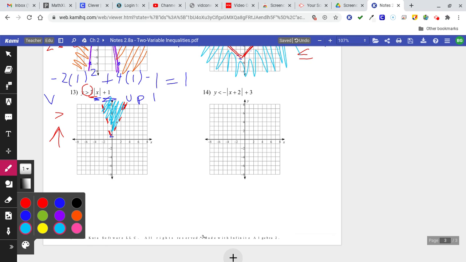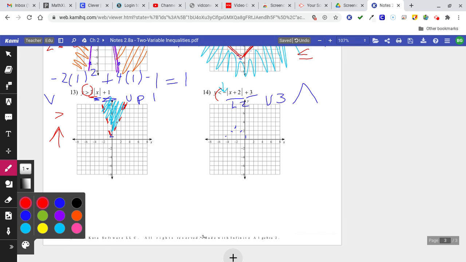Next one, V shape, but the negative sign flips it. So we know it's going to be an inverted V shape. This tells me to go left 2 and up 3. So let's do that. Left 2 and up 3. There's my vertex. Now there's no number in the front, so we just keep it a slope of down 1 and over 1. Make sure it goes down like we said, down 1 and over 1, down 1 and over 1. It looks like that.